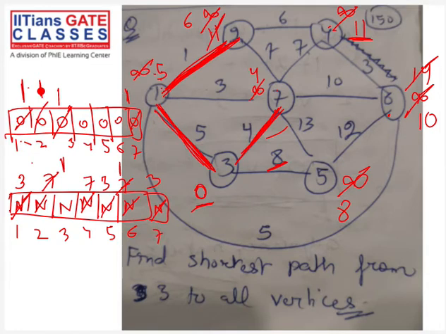So now 2's adjacent vertices are 7. 7 is already done. 1 is already done. 4 is not done. So 6 plus 6 for 4 will be 12. But 11 is already less. So you will not make any modification. Hence the parent will also not be modified. And that's it. So during when we are traversing for 2, there is no update which is made.